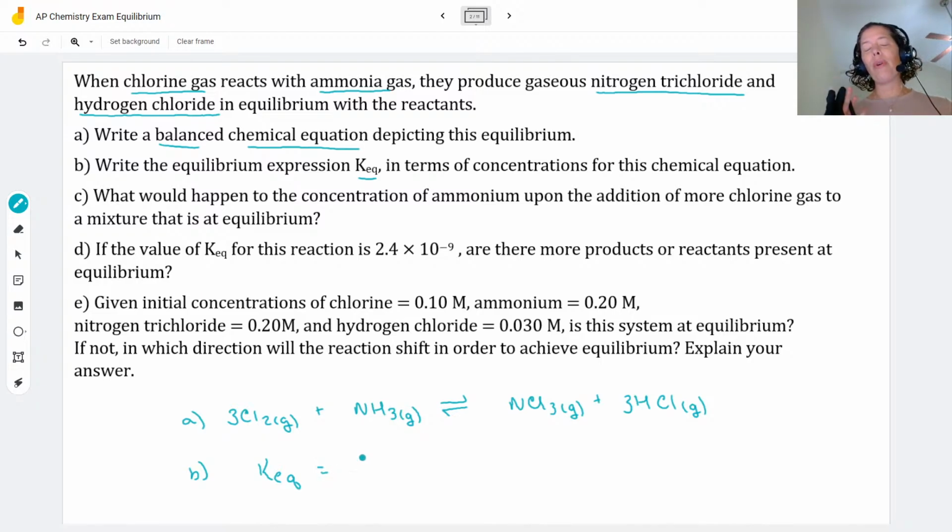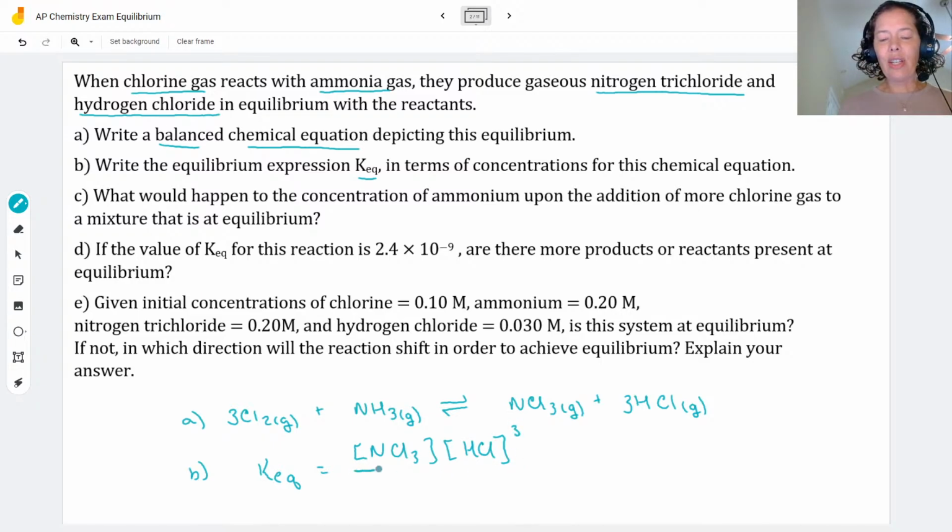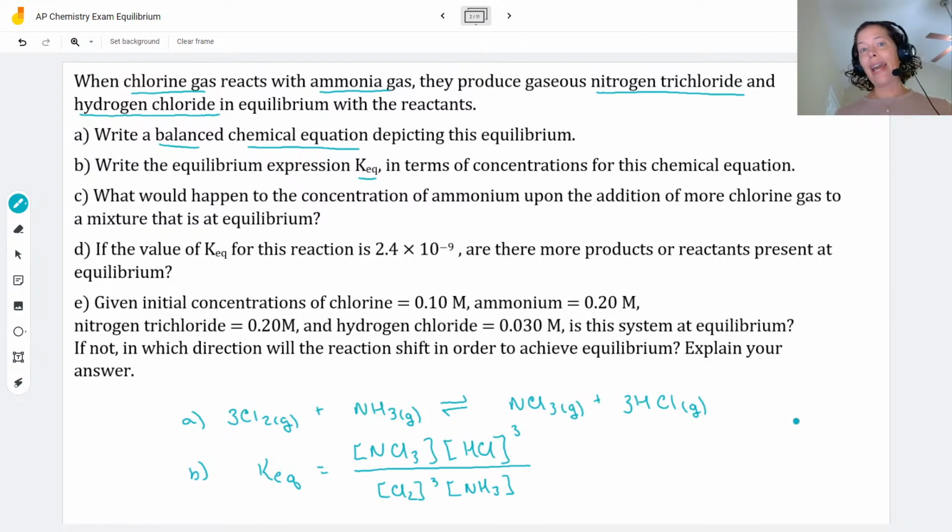All right, so remember, whenever you're writing a K, it's products over reactants. And again, this is a concentration one, so you notice I'm using the brackets. So we've got our products. Now don't forget that HCl needs to be cubed. So I'm just taking my stoichiometric coefficients, and then those are my powers. And I've got chlorine, that's going to be cubed, and my ammonia here. All right, so that is part A and part B.